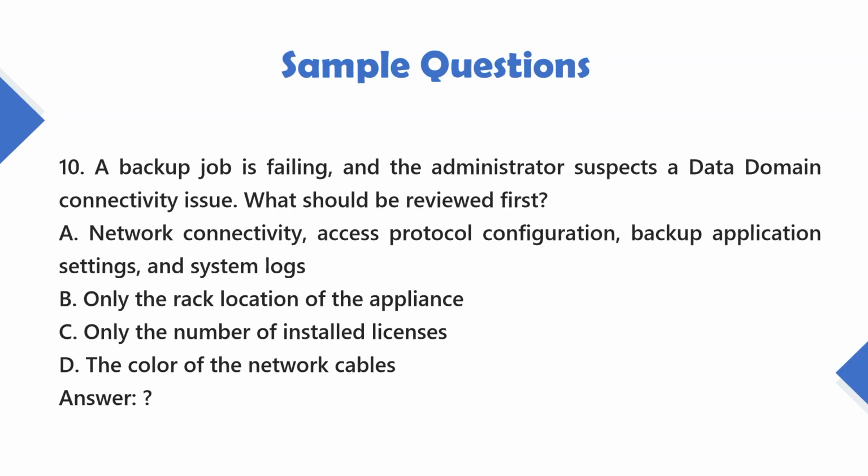10. A backup job is failing, and the administrator suspects a Data Domain connectivity issue. What should be reviewed first? A. Network connectivity, access protocol configuration, backup application settings, and system logs. B. Only the rack location of the appliance. C. Only the number of installed licenses. D. The color of the network cables.